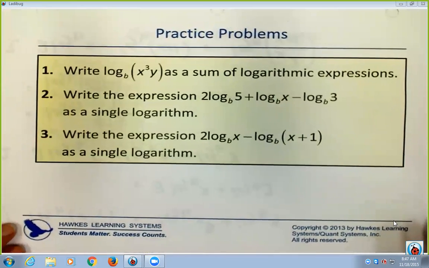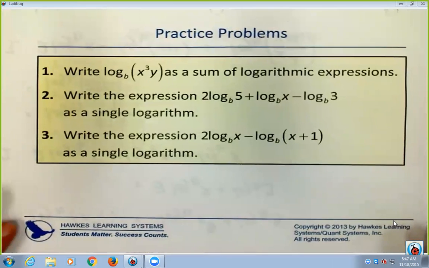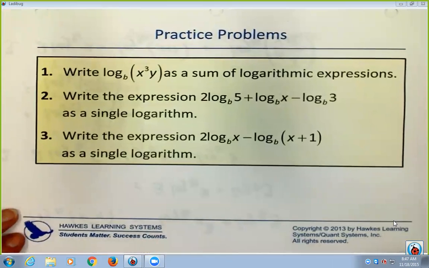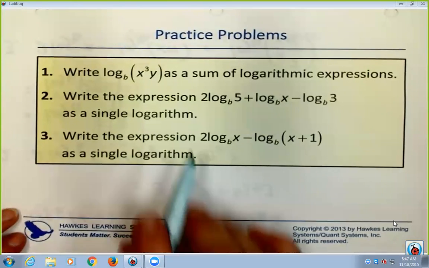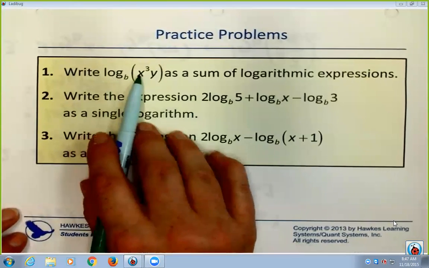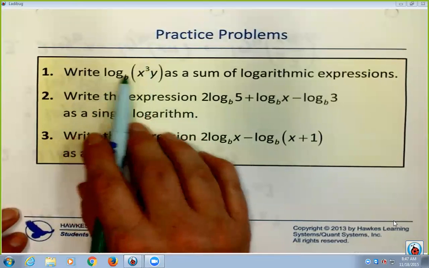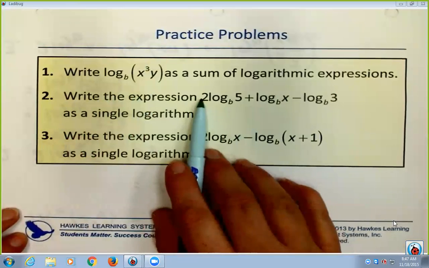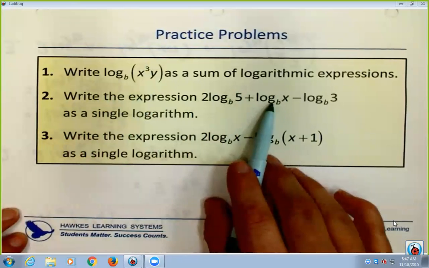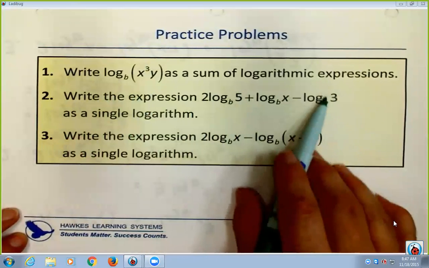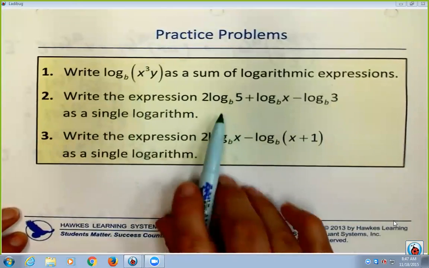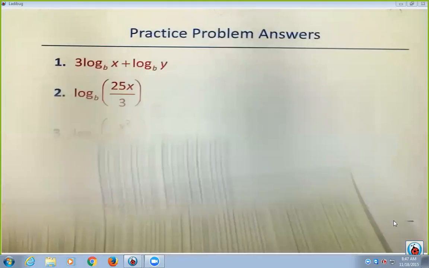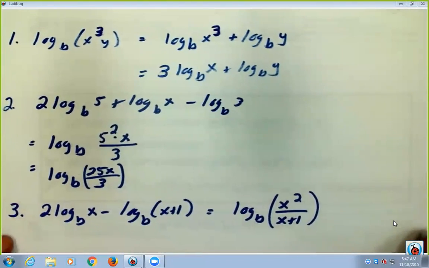Practice problems, are we good or do we need to do some more? Think you're good? Okay. Now these are the ones that they put in for practice. If we're going to reverse this one out, that exponent needs to go in front and the y gets added to it. Here we're putting it back, so it's 5 to the second power, and this gets divided by 3, and so we end up coming up with that part, and the same thing there, and putting it back together again. So here are the answers to those.